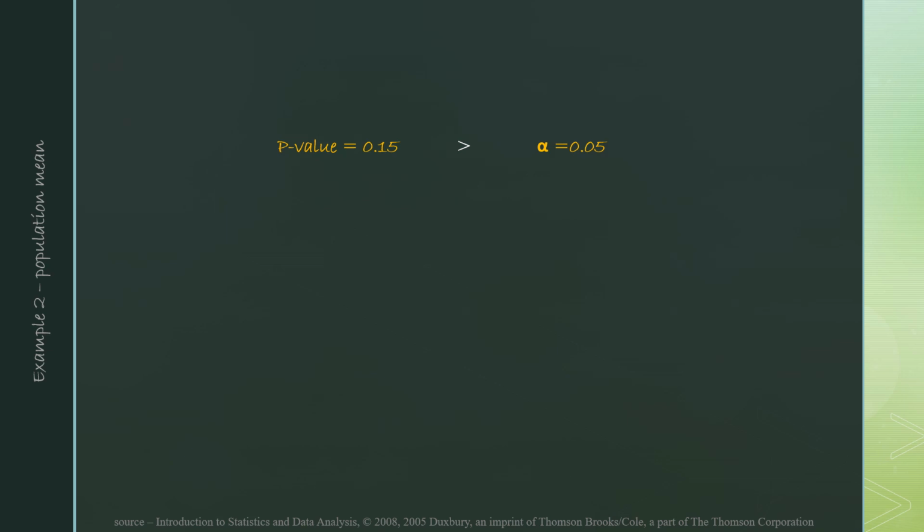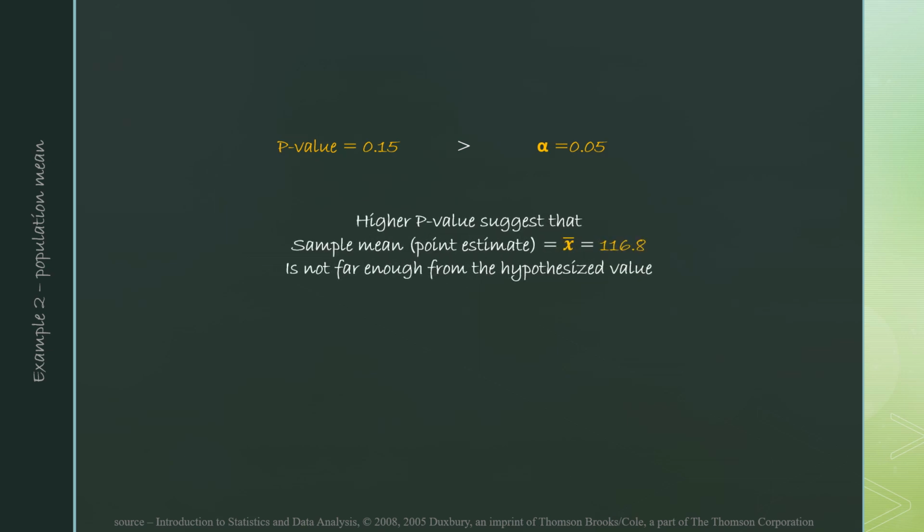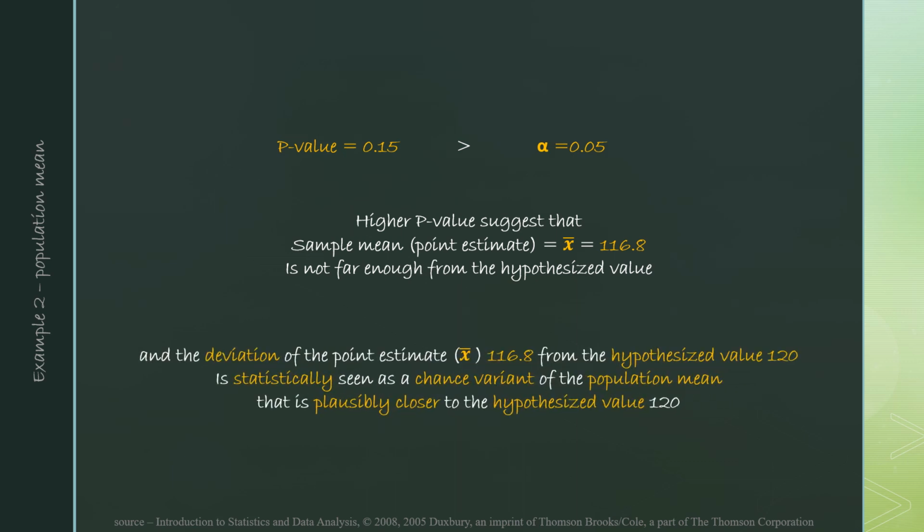P-value 0.15 is greater than alpha value 0.05. Higher p-values suggest that the sample mean, that is the point estimate x bar, which is 116.8, is not far enough from the hypothesized value. The deviation of the point estimate x bar 116.8 from the hypothesized value 120 is statistically seen as a chance variation of the population mean that is plausibly closer to the hypothesized value 120.